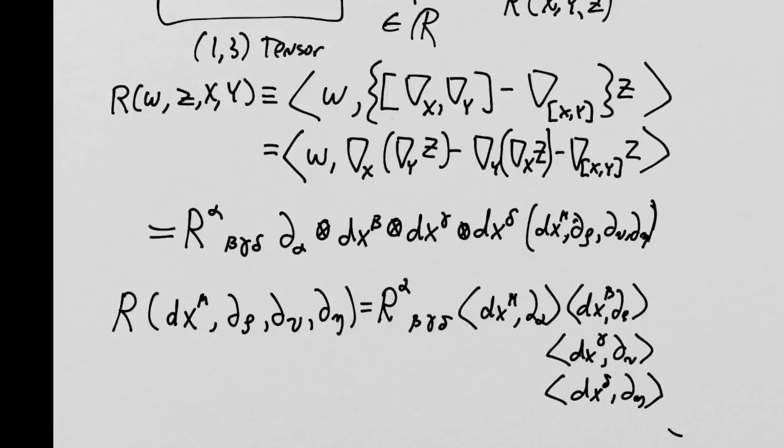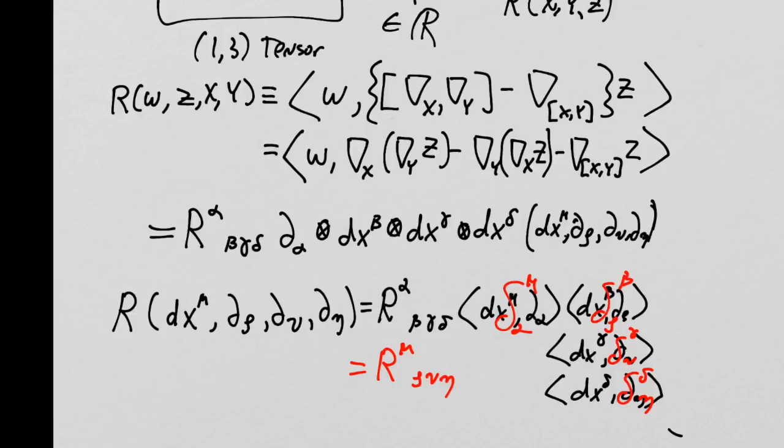And each of these, of course, is just a delta function. This is delta mu alpha, this is delta beta rho, this is delta gamma nu, and this is delta delta eta, which ultimately means that this thing is going to be r mu rho nu eta, like that.